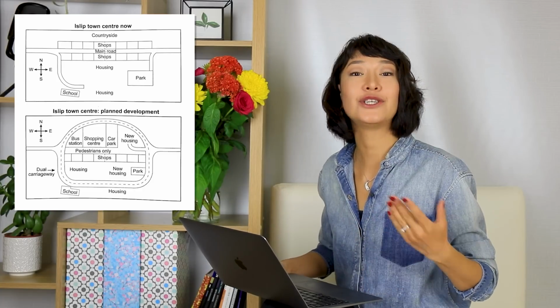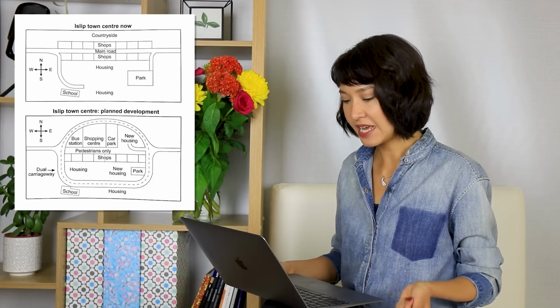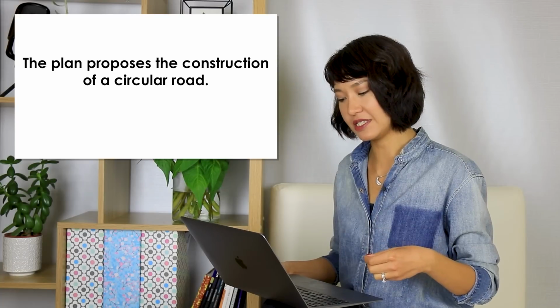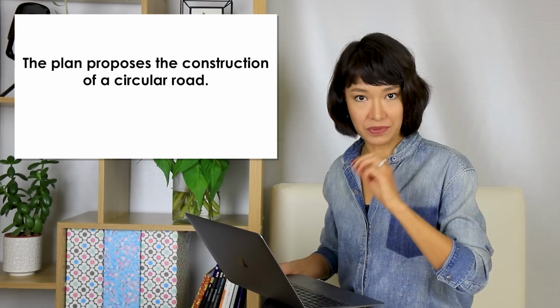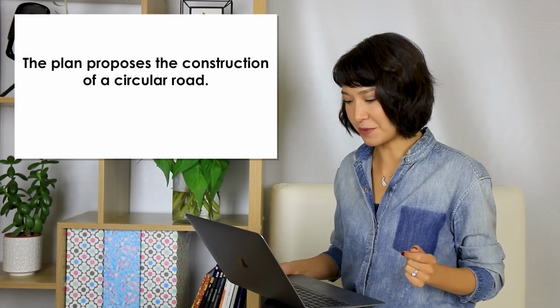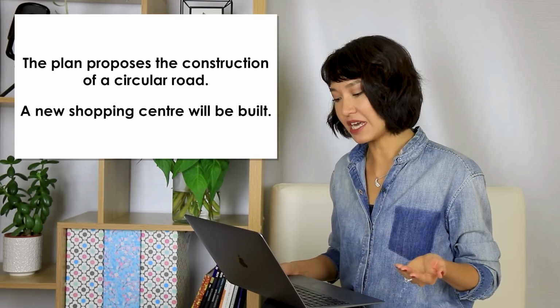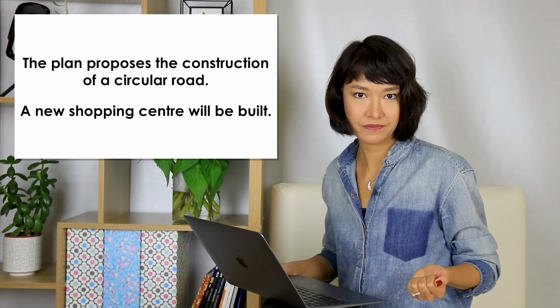There are actually 2 ways to talk about a planned development. You can say, the plan proposes the construction of a circular road. So we use the present simple tense to talk about the future. And another one, a new shopping center will be built. So that's the future simple tense.